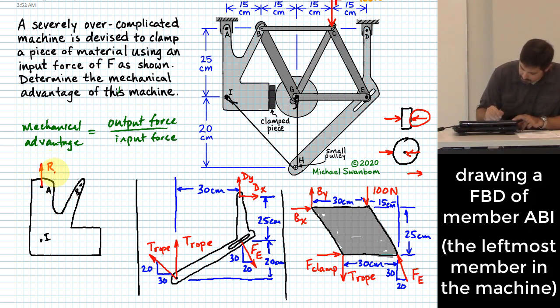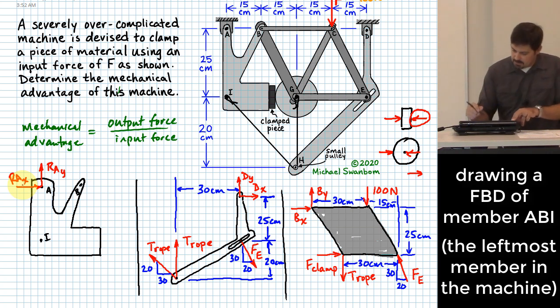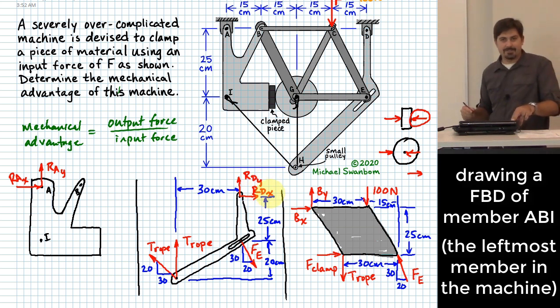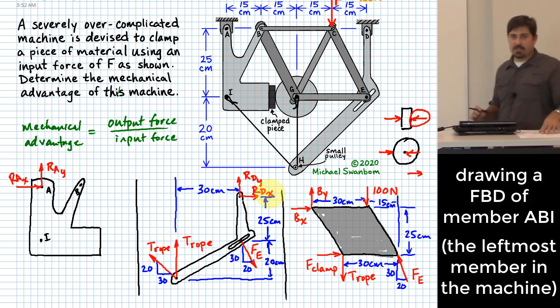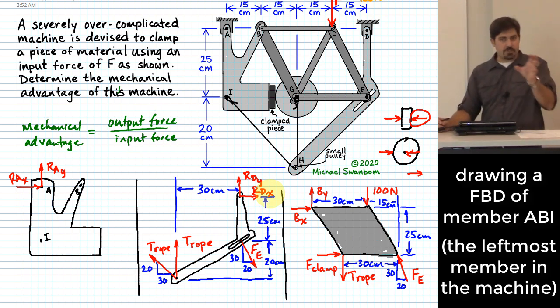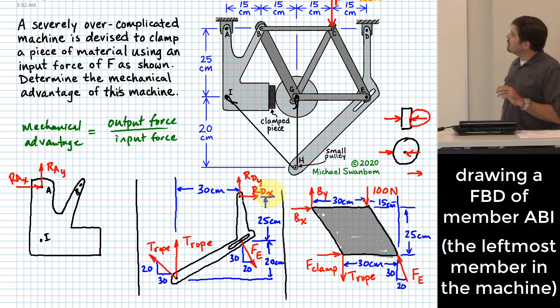And I'm going to call this one RAY. I just realized that I didn't follow my convention over here at D. That's why I got distracted there just a little bit. So let's call this RAX. And just to make this consistent, let me do RDY and RDX. This doesn't really matter. You can use your own naming convention, but I do this so that I remember what the nature of each of these forces is. All right. Cool. What else acts on body ABI?